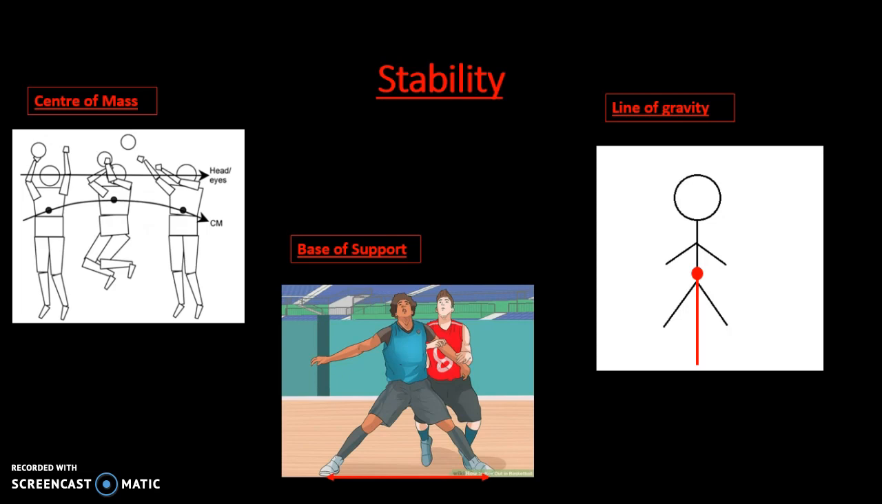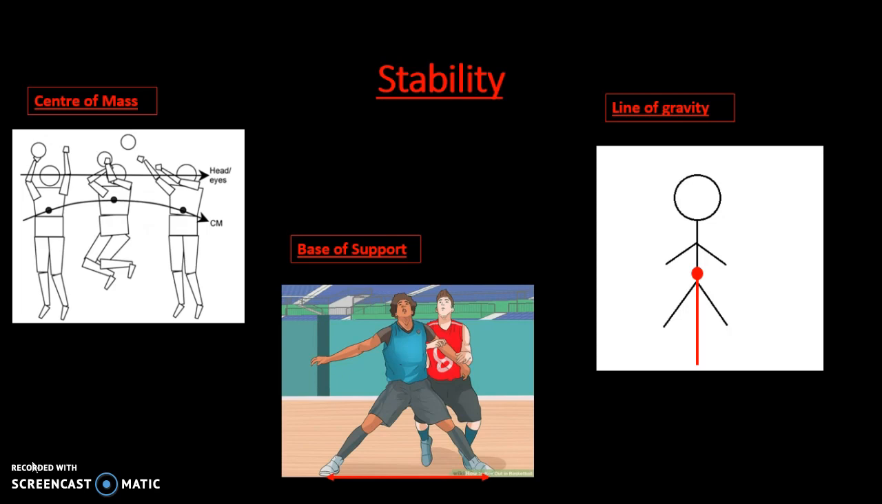Stability is defined as resistance to both linear and angular acceleration, or resistance to disruption of equilibrium, which effectively means that an athlete is able to stand in a position and not move or lose their balance.